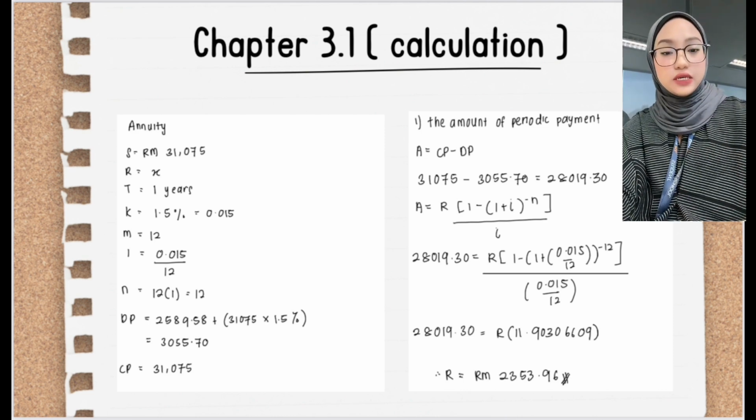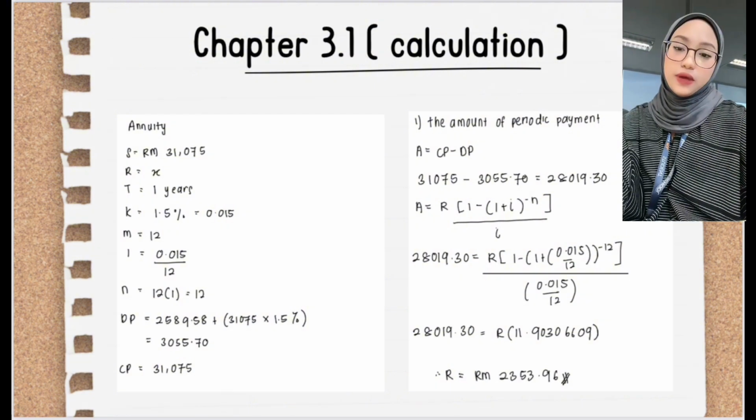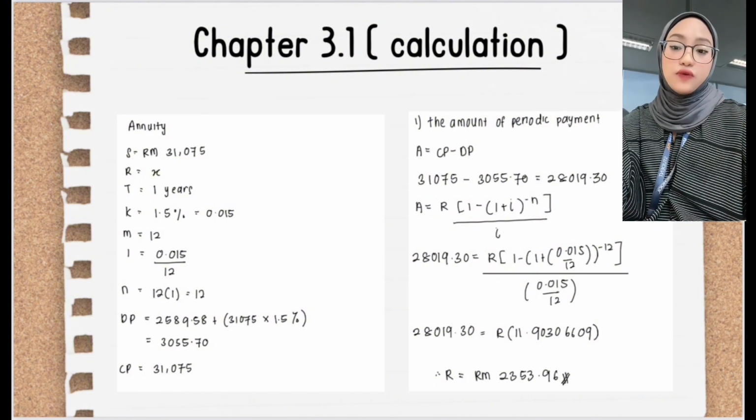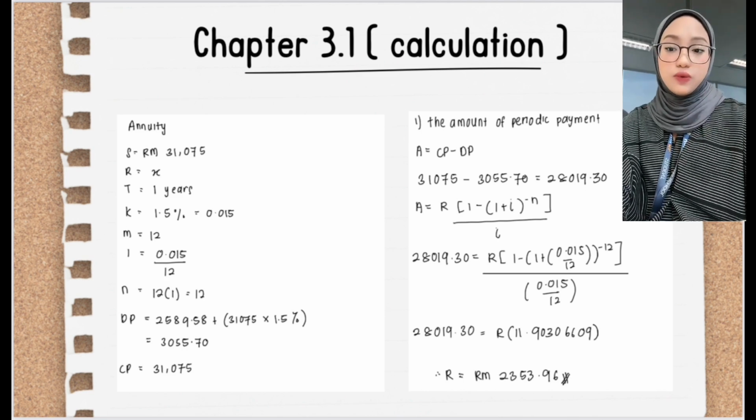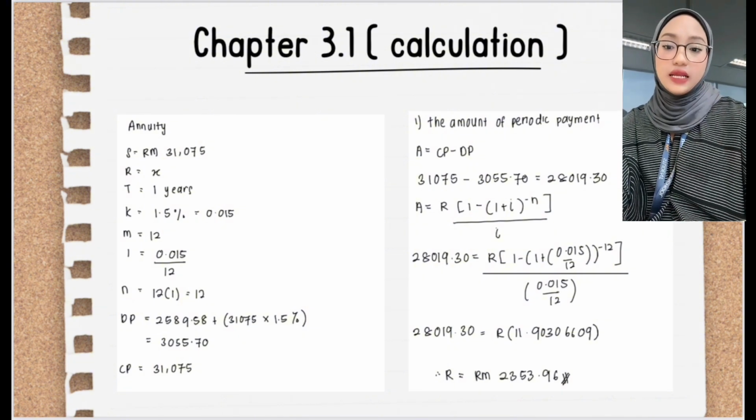So let's continue with the first question, which is find the amount of periodic payment. Periodic payment is the R. So to find the R, you need to find the A first. So to find the A, we use the formula of A equals to CP minus DP, which is CP stands for cash price minus with DP stands for down payment. So 31,075 ringgit minus 3,055 ringgit 70 cents equals to 28,019 ringgit 30 cents.